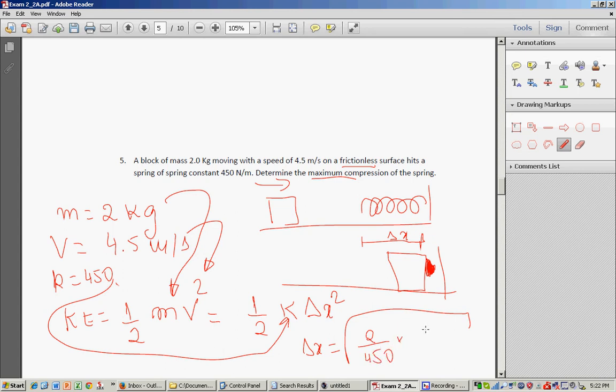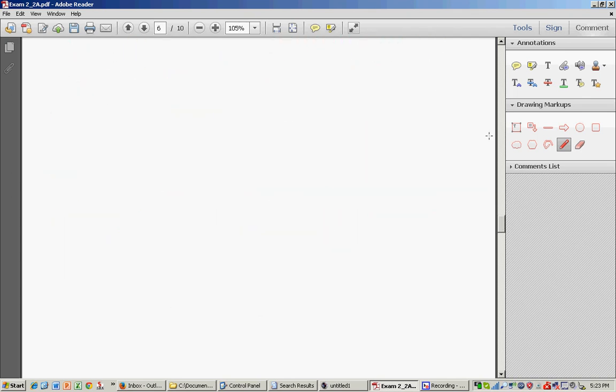This is the square root of m divided by k times v squared, so 4.5 squared, and then we have that much in meters.